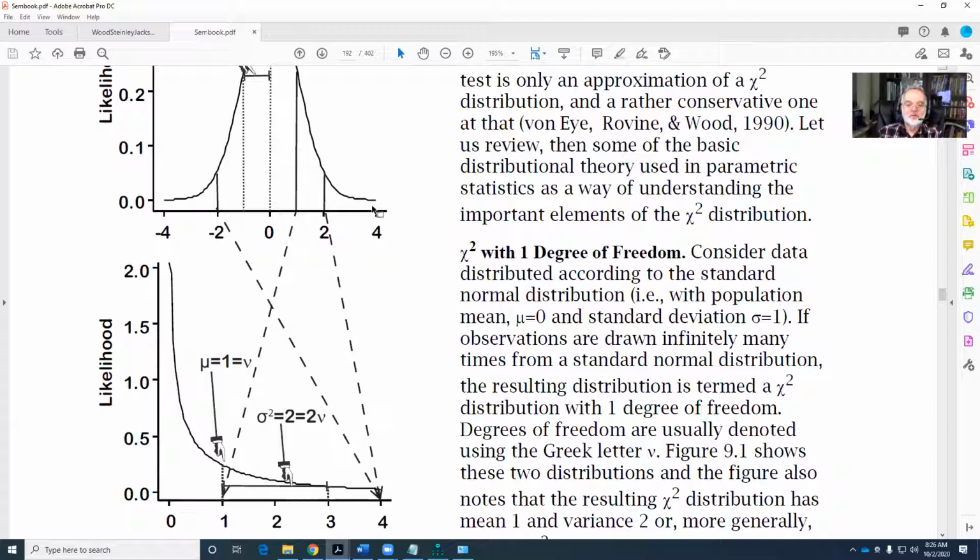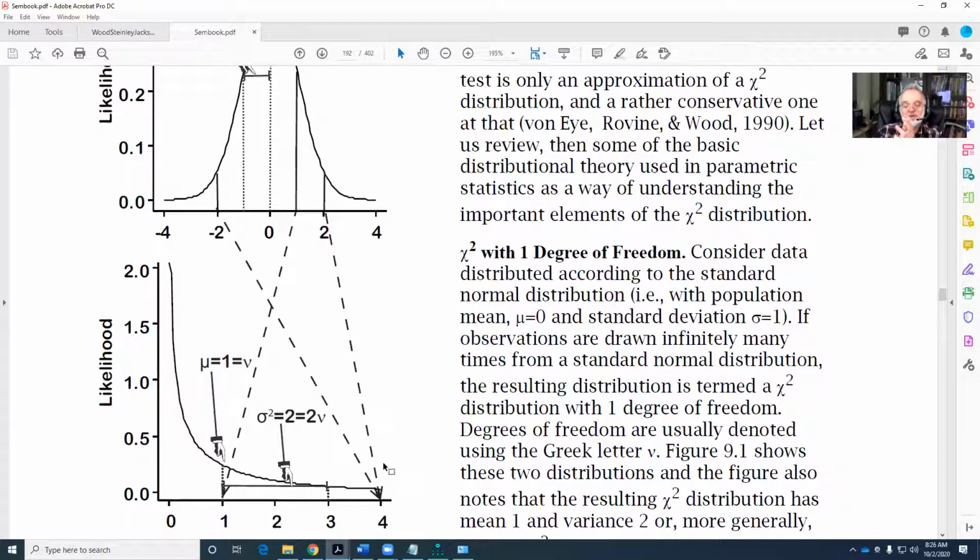Observations very far from the mean are going to happen very, very infrequently. And when I plot those out, those are going to happen way over here. The resulting distribution is going to have this shape. It's going to be skewed to the right.